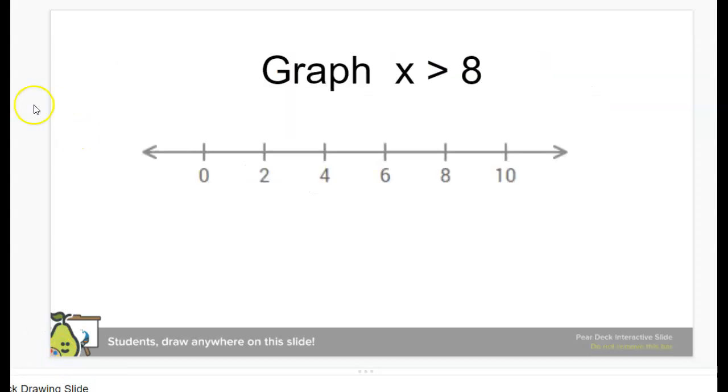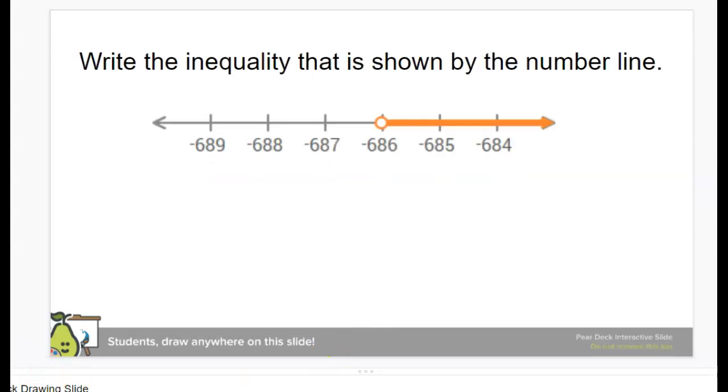Okay, on the next one, it says graph X is greater than 8. That's why it's really important to know what it says. So this is greater than 8. Well, it's not going to be equal to 8, so I'm just going to put a little open dot there. I'm not going to shade it in. And it says X is greater than 8. So that means it has to be all my numbers that are greater, and then also my symbol is the same as the arrow that I'm pointing at. And that's it. That's all we're doing here.